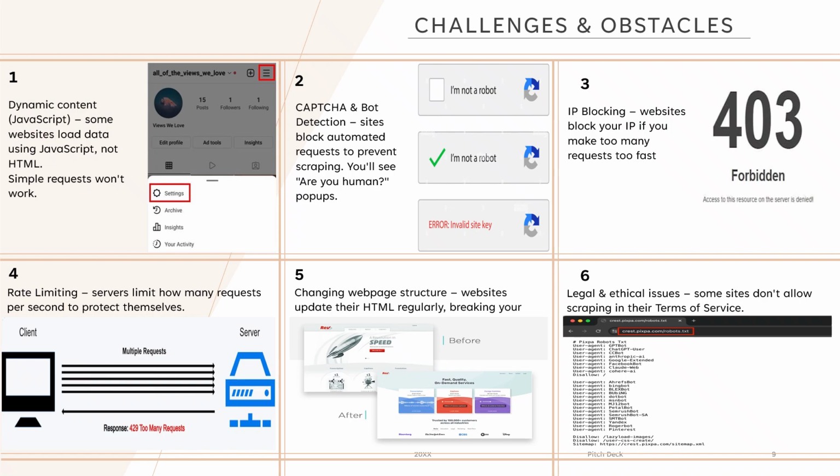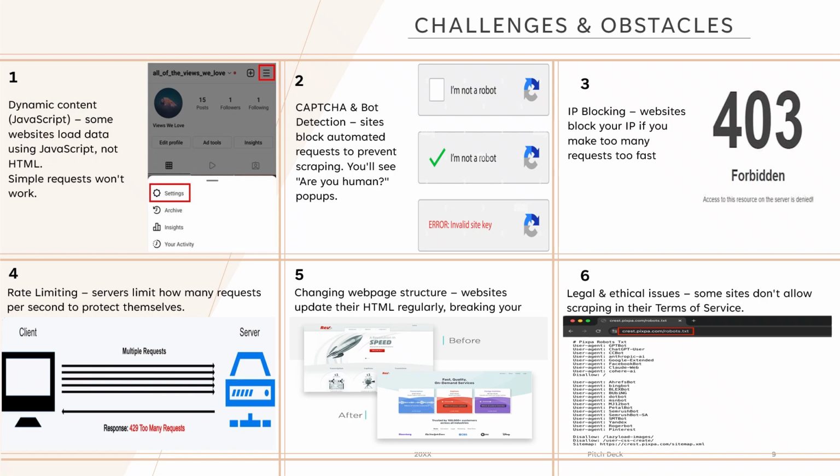Then, CAPTCHA and bot detection. Many websites show I am not a robot pop-ups to block scrapers. IP blocking. If you make too many requests too fast, the website blocks your IP address and shows an access denied error. Rate limiting. Servers protect themselves by limiting requests per second. If you exceed this, you get a 429 too many requests error.